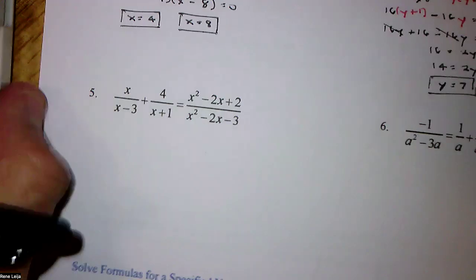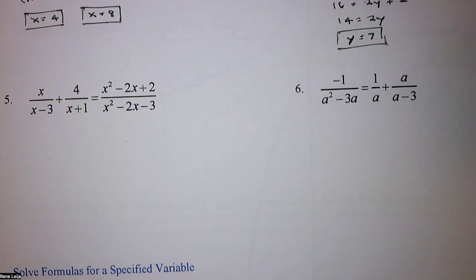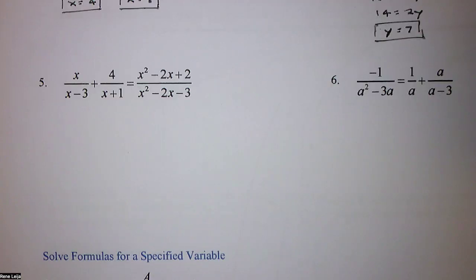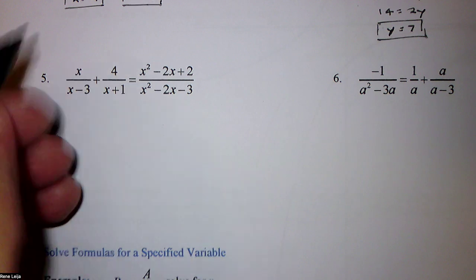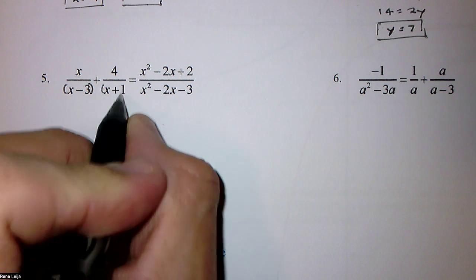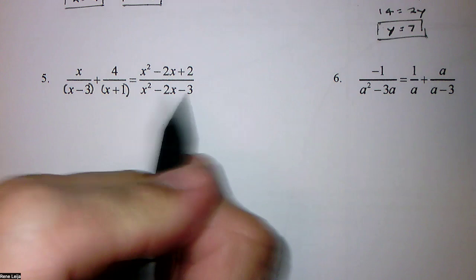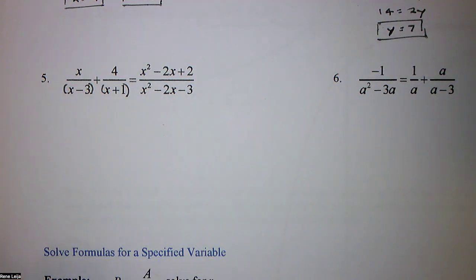Now, number 5. Again, it kind of looks like, oh, these are getting worse. Well, kind of, but let's just see what happens here. So again, we have a binomial. We have another binomial, and then I have this trinomial. Now, when I have this trinomial, I have to factor it. But we're going to work smarter, not harder.